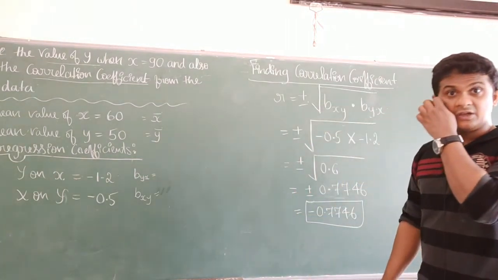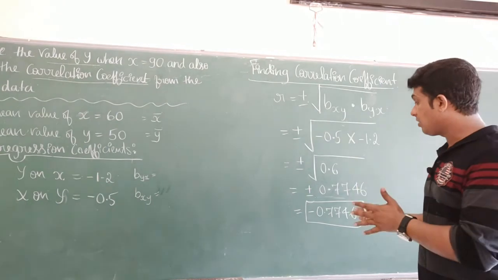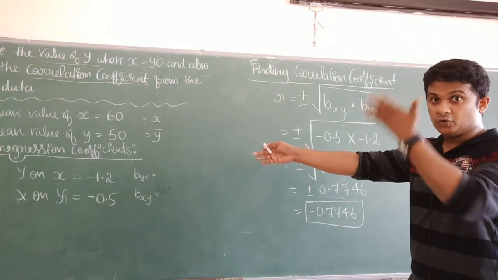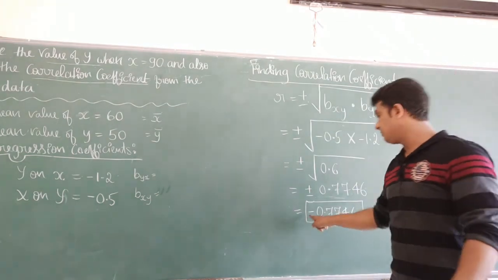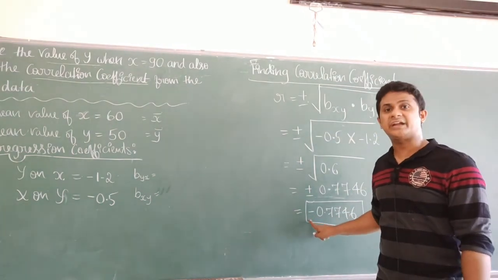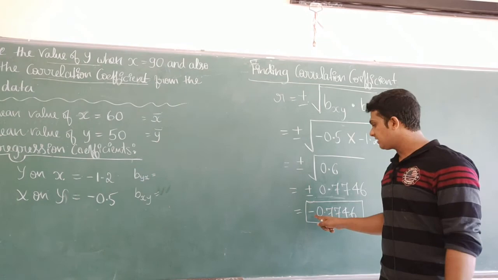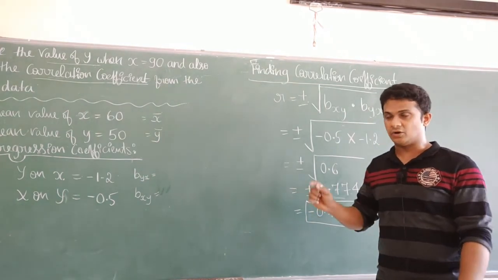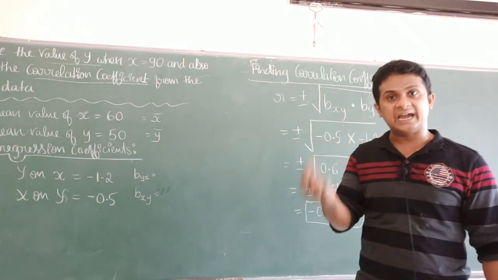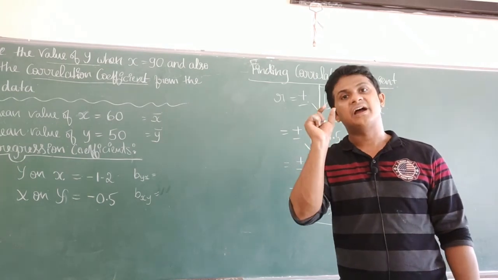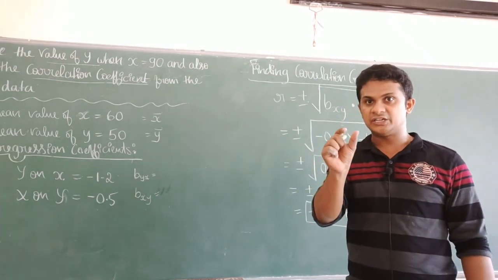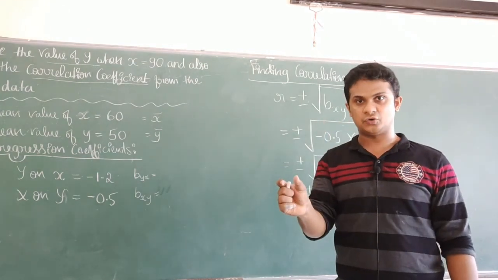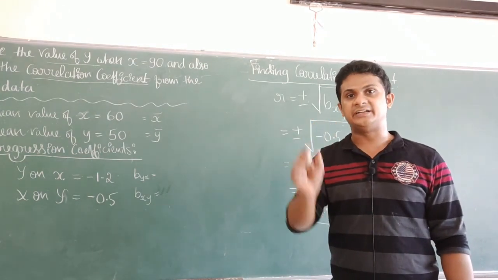Therefore our final answer for the correlation coefficient is minus 0.7746. Why minus? Because the regression coefficient and the correlation coefficient will have identical sign, so because of that it is negative. You can write that as a note. We are considering this as a minus because the correlation coefficient and the regression coefficient will have identical sign. You can write this as a note below. Correlation coefficient and the regression coefficient will have identical sign.